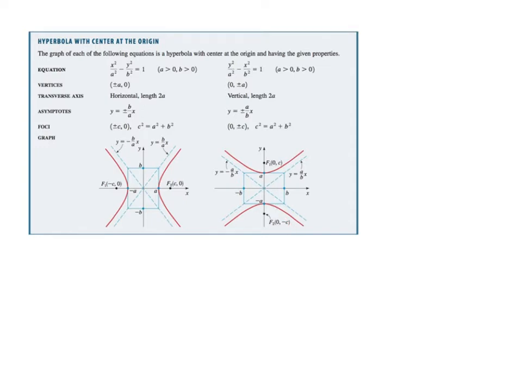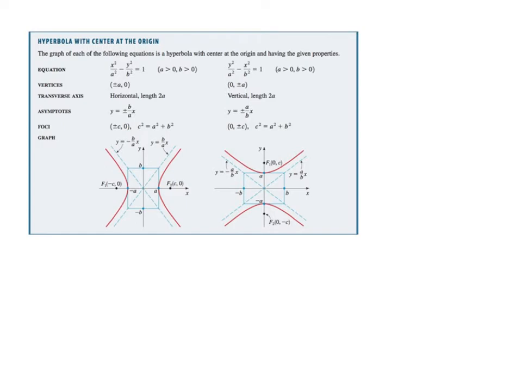We switch the a and the b, we're always going to have the a squared under the term that's positive, and what that does for us is it makes sure that the vertices always have a coordinate of a. So we have basically the same image that we have before, but rotated 90 degrees so that we're opening vertically instead of horizontally.